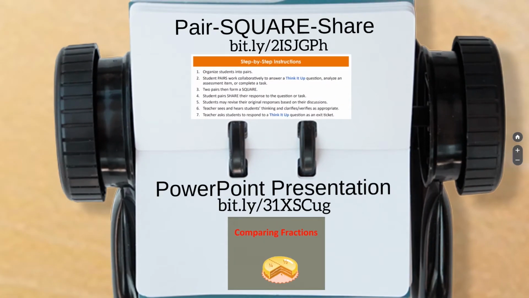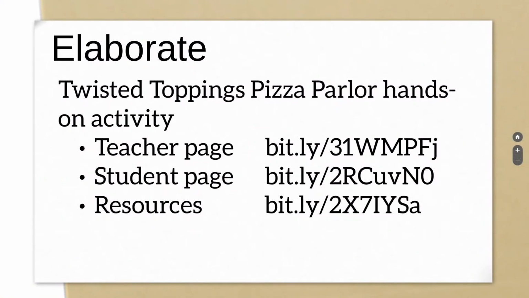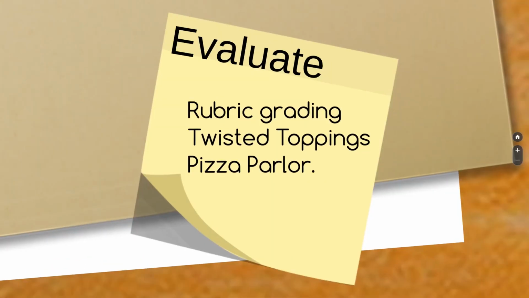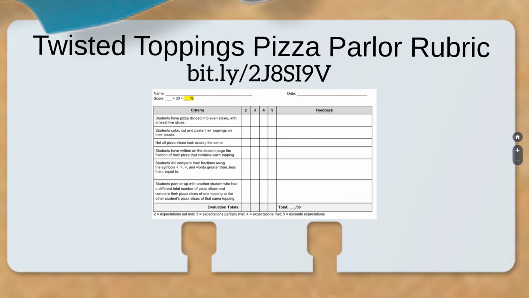So here's where you would get the link for pair, square, share, and here's where you would get the information for the PowerPoint. Please pause so that you can get those. For Elaborate, they're going to do an activity called the Twisted Toppings Pizza Parlor. It's a hands-on activity, and there are the 3 resources: the teacher page, the student page, and the resources. Their goal is to create a pizza and then to explain everything. So the rubric would have what it's divided. You can pause to read it through, but basically it's just a very strict rubric on what they would need to do.